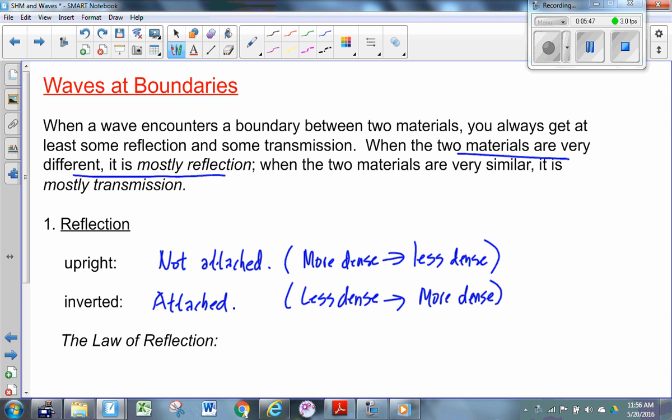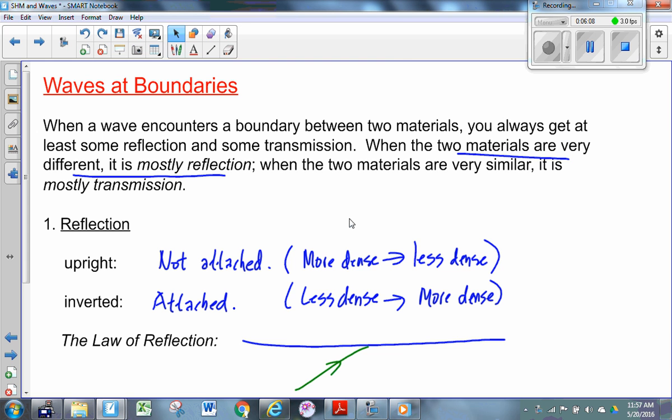Well, what if it strikes the boundary at an angle? We couldn't demonstrate that yesterday with a slinky. It had to be hitting the boundary straight on. But what if it's not straight on? What if it's hitting it at an angle? What if this is our boundary and the wave is hitting it like this at an angle?